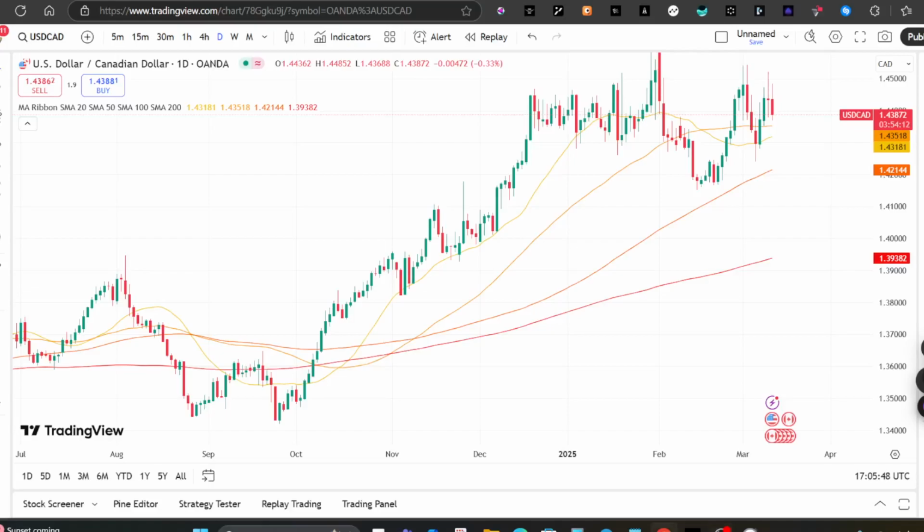Hi traders, you are welcome to this video on the moving average ribbon indicator. This indicator is one of the most powerful tools to help you identify market trends and spot potential trade opportunities.